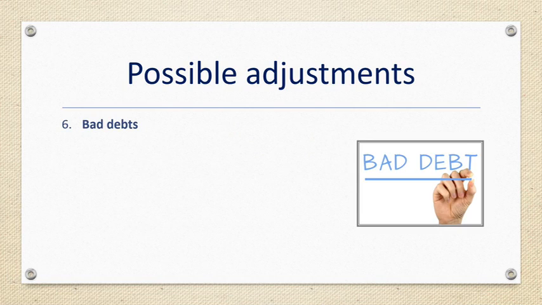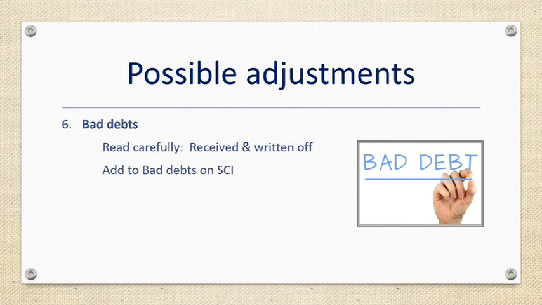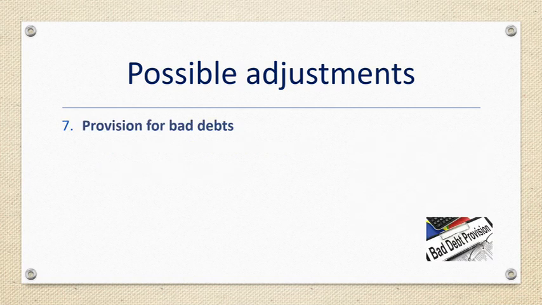The one that goes with that one, bad debts. Bad debts, you have to read carefully. How much was written off and how much was received? And then sometimes we give you the amount received instead of the amount that the debtor owed us. So read carefully. Is it 40 cents? Is it 60 cents? We received 40 cents, so we must write off 60 cents. The amount that they gave us, is that the amount that the debtor owed, or is that the amount that we received? And then obviously you add that to bad debts on your statement of comprehensive income.